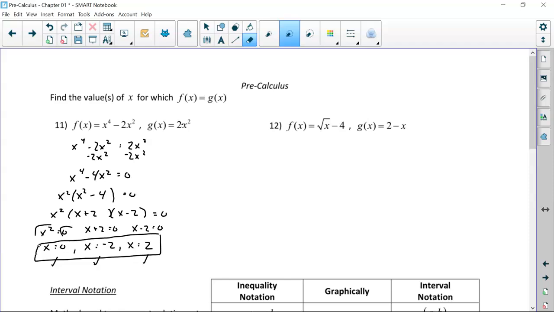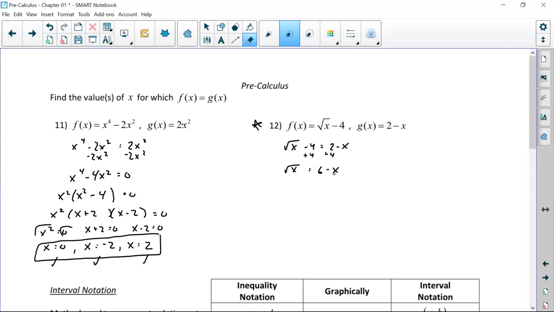Problem number 12 is a much more complicated problem. So what we're going to do is we're going to set them equal to each other. The square root of x minus 4 equals 2 minus x. We did solve some questions like this last year in Algebra 2. Now what we're going to do is we're going to isolate the square root. We're going to add 4 to both sides. Square root of x equals 6 minus x.